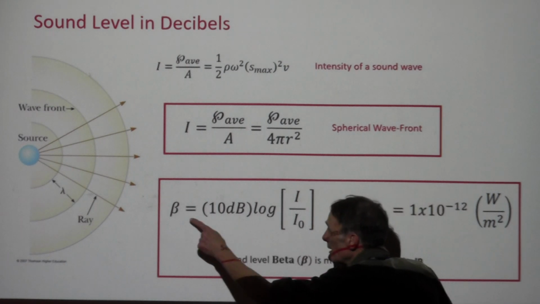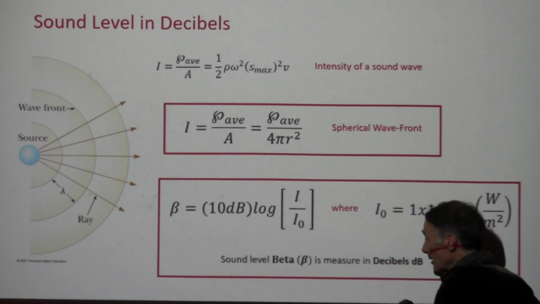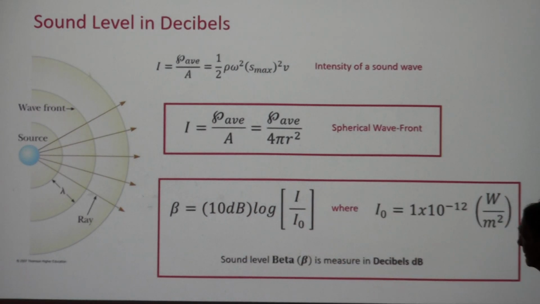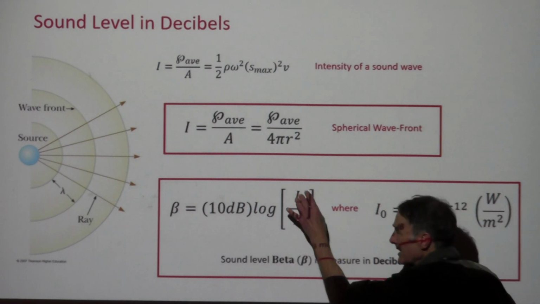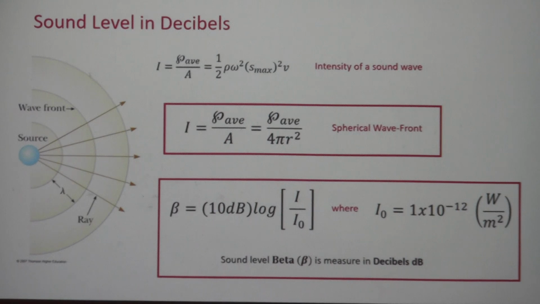But this is just going to be the sound level, in beta. It's going to be measured in decibels, and it's a real common thing you're going to see in engineering. So what we want to do is be able to translate a problem with some intensity to get what its decibel rating would be.